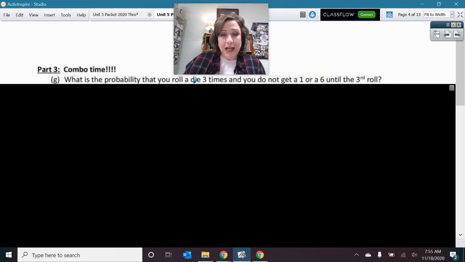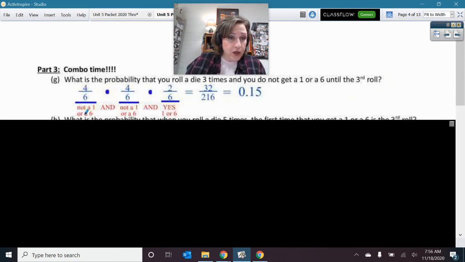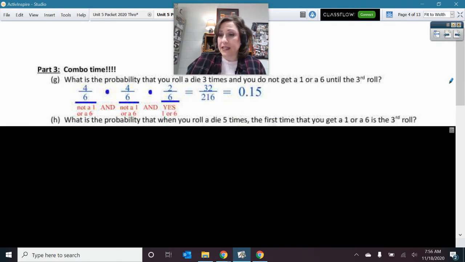What's the probability that you roll a die 3 times? Okay, so I'm going to have the first roll and the second roll and the third roll. So I'll have 3 multiplication numbers. And you do not get a 1 or a 6 until the third roll. So I wrote down here what that means. Look, this first is not a 1 or a 6. And the second one is not a 1 or a 6. And the third one is a 1 or a 6. So out of the fair die, 4 sixths for all the other numbers, and 2 sixths. All right, let's see how we do on this one.